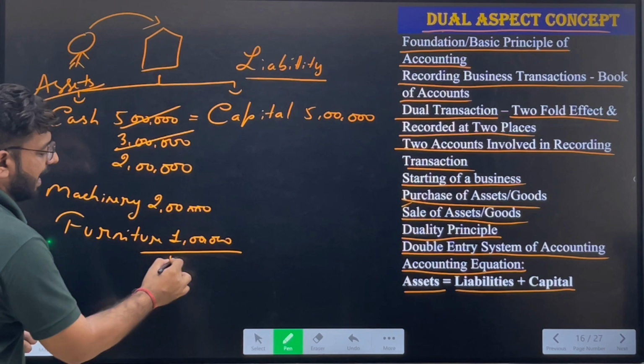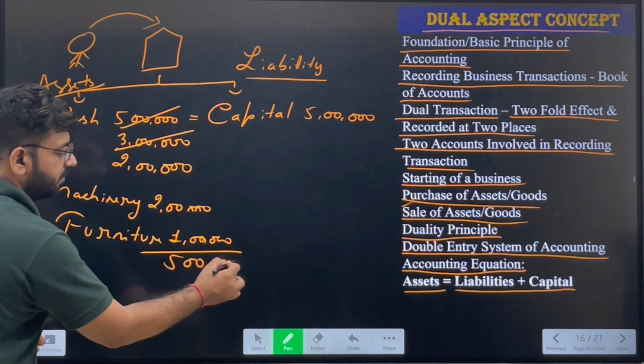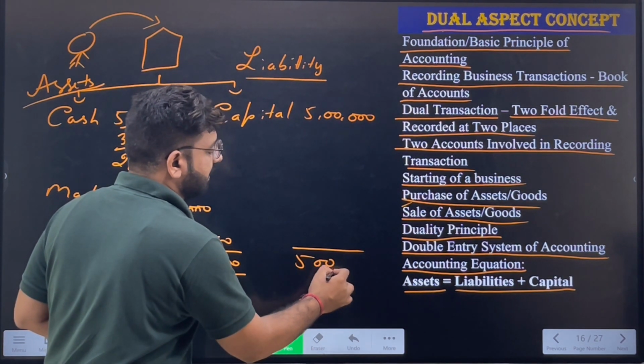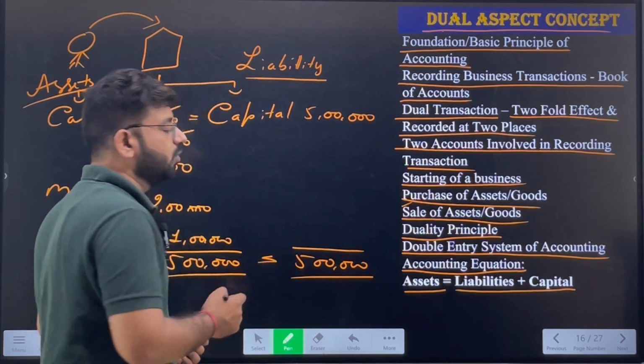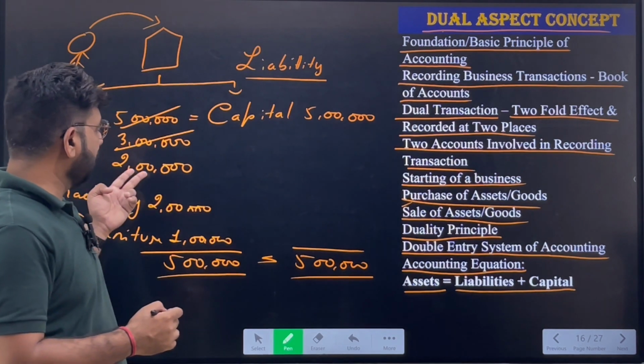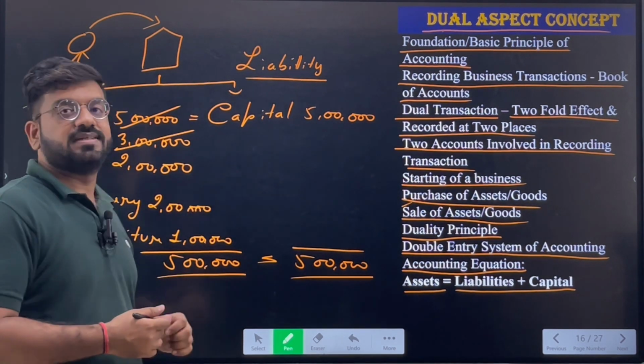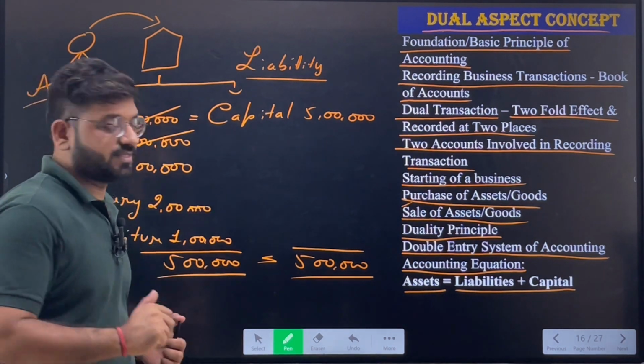So in total, again, I have 5 lakhs worth of assets with me, and capital, the liability, again worth 5 lakhs. So again, these both are equal. I have 2 lakhs in cash, 2 lakhs machinery, 1 lakh furniture, 5 lakhs in assets, and 5 lakhs in capital. Let's check another example as well.